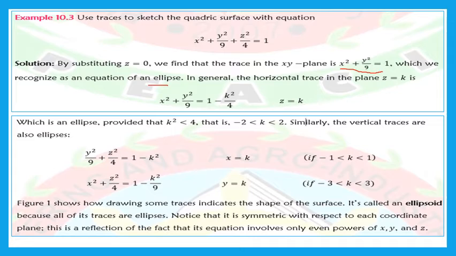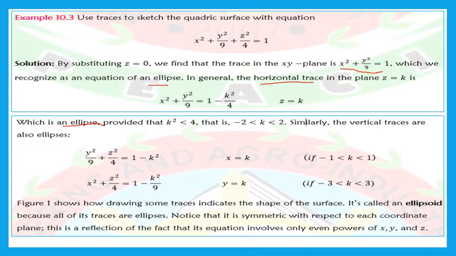Similarly, the vertical traces are also ellipses. So take note, ang horizontal trace niya is an ellipse, and then the vertical traces are also ellipse pa rin. Dito naman sa vertical traces niya, class, ito yung na-obtain. Ang i-let dito na 0, k is si x. So that's why y squared over 9 plus z squared over 4 equals 1.